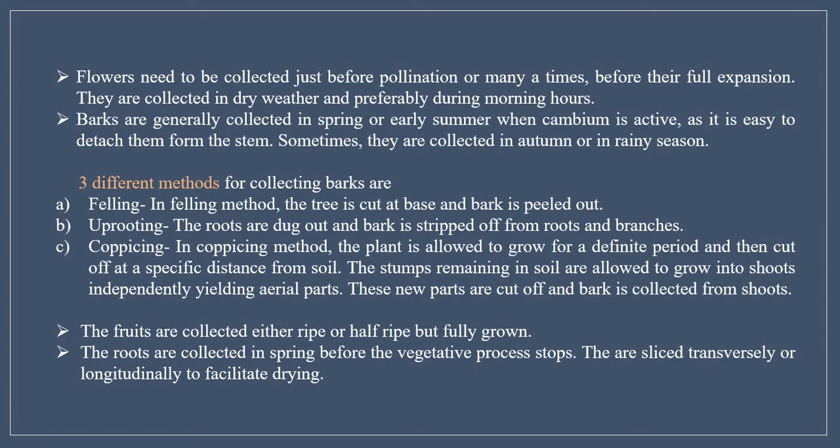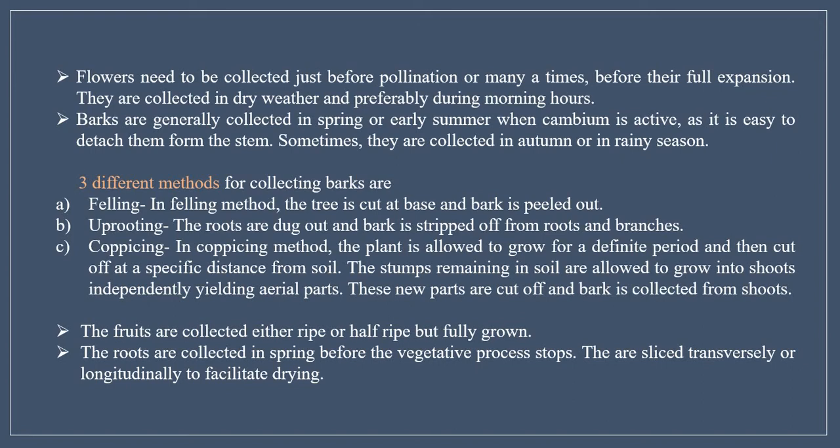Next method is coppicing. In the coppicing method, the plant is allowed to grow for a definite period of time and then cut off at a specific distance from soil. The remaining part in the soil is allowed to grow again into shoots and aerial parts. These new aerial parts formed are cut off and the bark is collected.